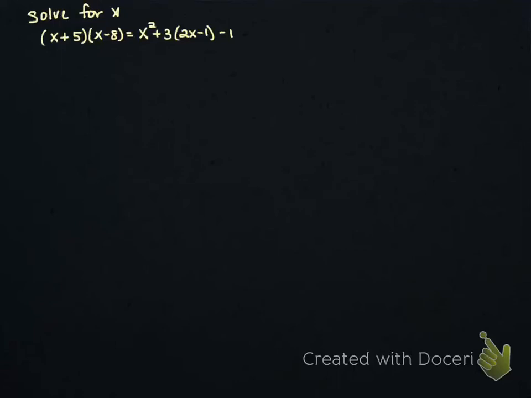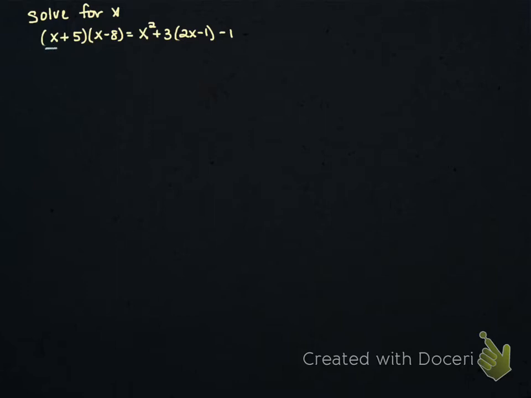We have the problem: the quantity x plus 5 times the quantity x minus 8 equals x squared plus 3 times the quantity 2x minus 1, minus 1. Our goal here is to solve for x. In order to solve this equation, we need to actually distribute out two of these terms.